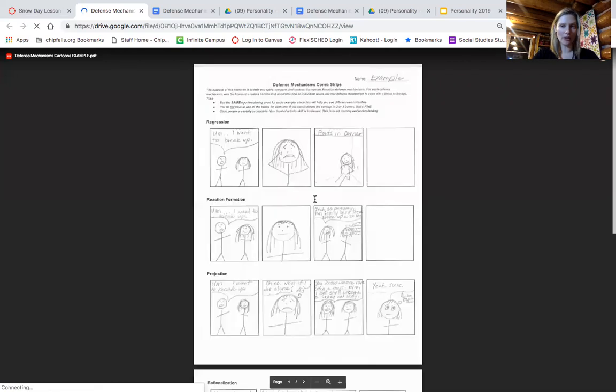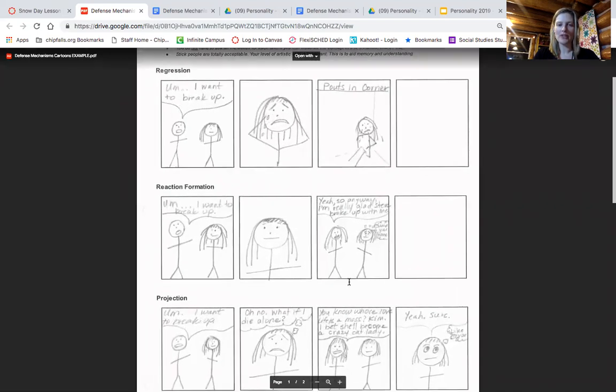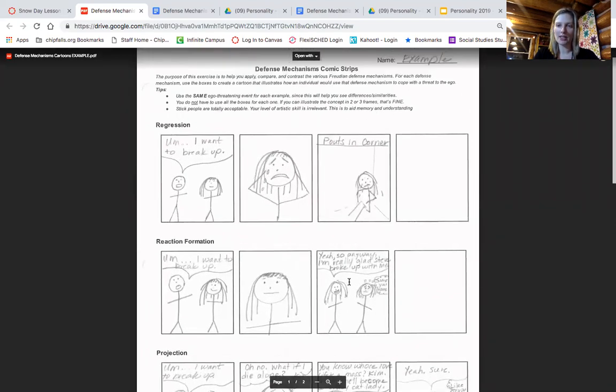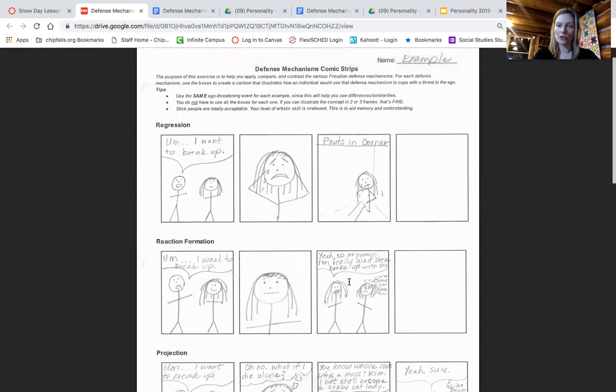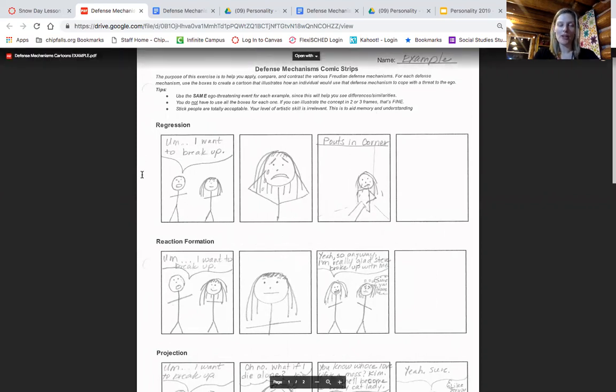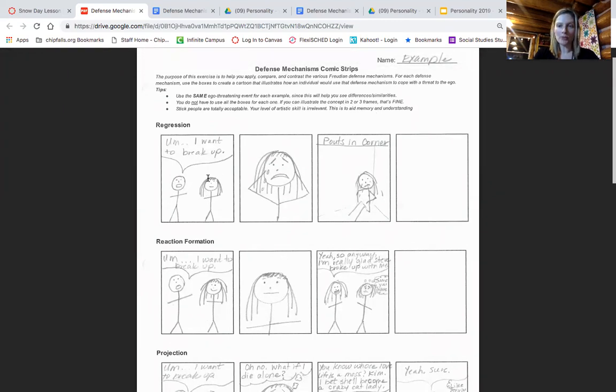That's one that I created in part because this lowers the bar on any particular art skill that you think you need to have in order to do this. Because look, if you learn nothing else from me this year, it's that stick people are a perfectly acceptable medium for illustrating most things. And you don't even have to use up all the boxes on this thing. So you want to pick some sort of ego-threatening event and use that for each thing.